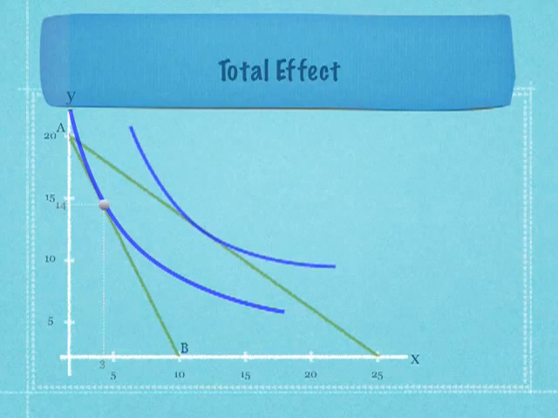The consumer will want to consume at a higher indifference curve, where X is equal to 12. The total effect is, the consumption of X goes up by 9. 12 minus 3 is equal to 9.